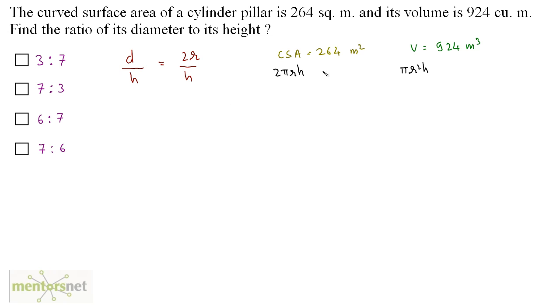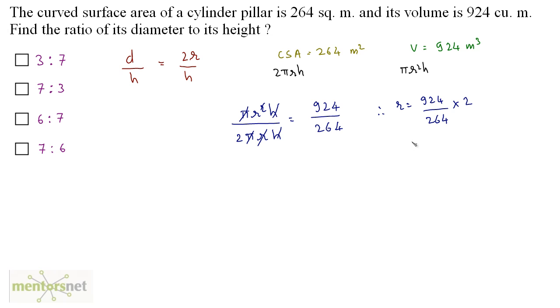Now let us divide the volume by the curved surface area. So we have V by CSA, that is pi r square h by 2 pi r h is equal to 924 by 264, right? So this h and this r, this pi and this pi get cancelled out. Therefore we have r is equal to 924 by 264 times 2. Okay, so it will come out as 7. So 7 meters is the radius. So we've got the r.